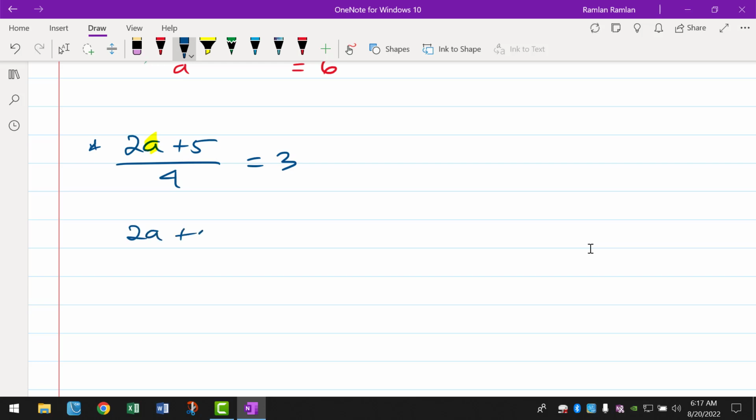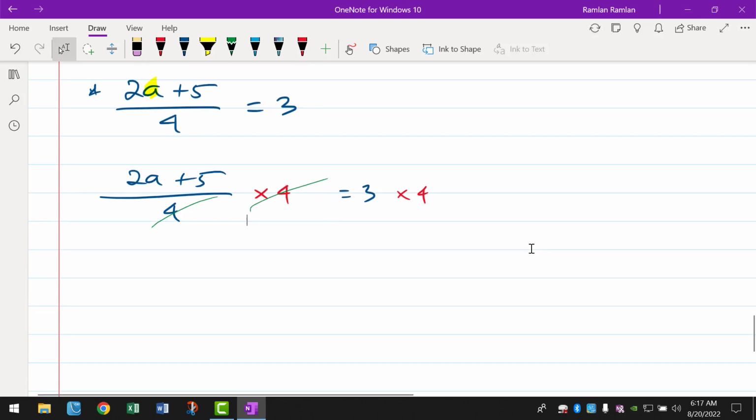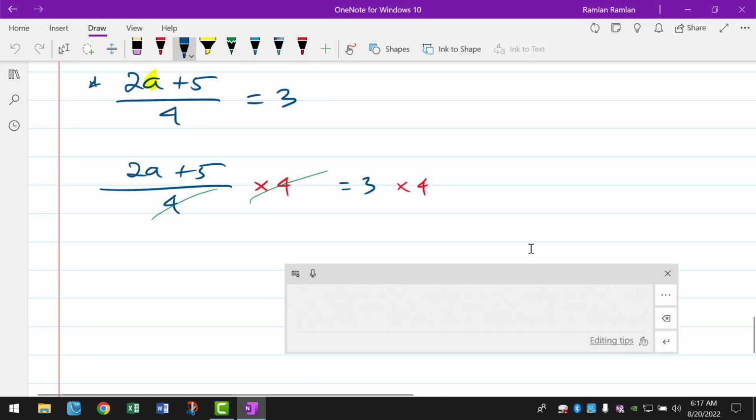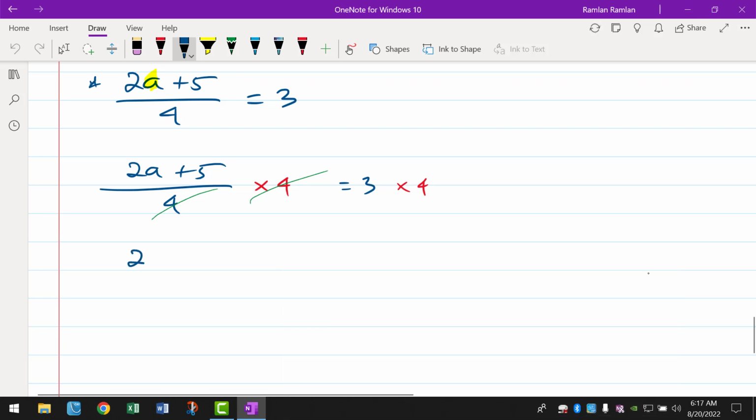So I'm going to rewrite that again: (2a + 5) over 4 equals 3. I'm going to multiply both sides by 4, exactly by 4, right? So if I do that, I can cancel this, because it's just a multiplication. So what's left on the left side is only 2a + 5, and on the right side we have 12.